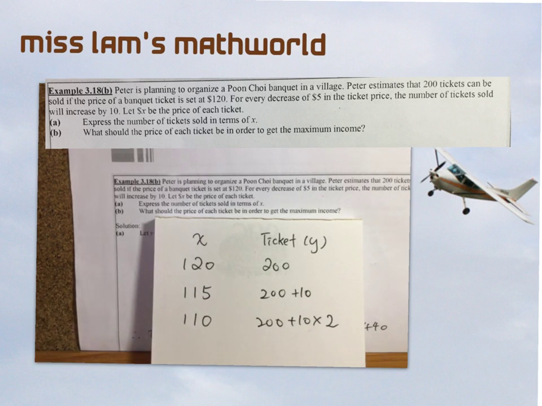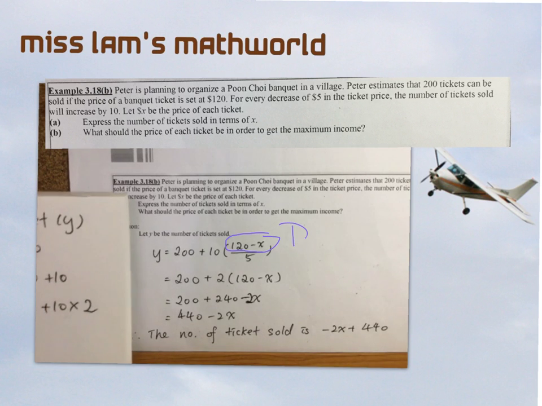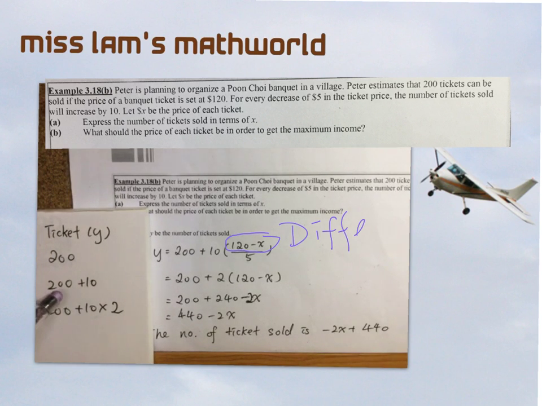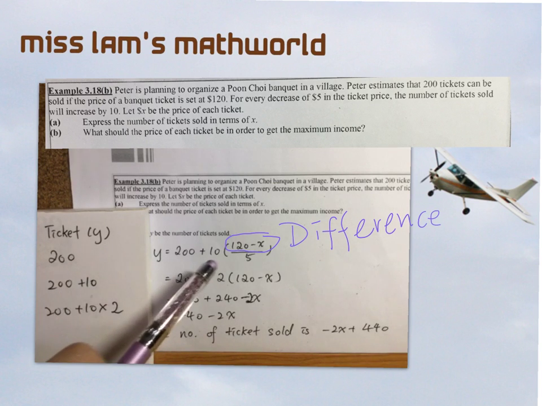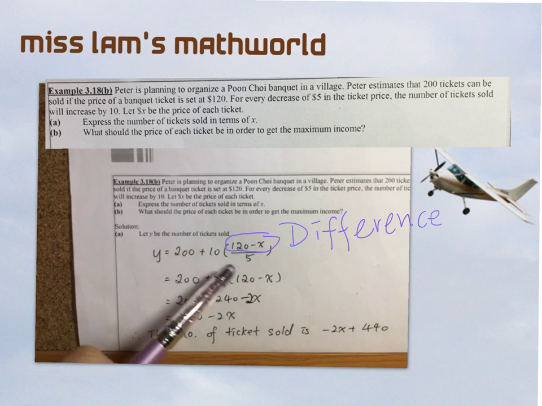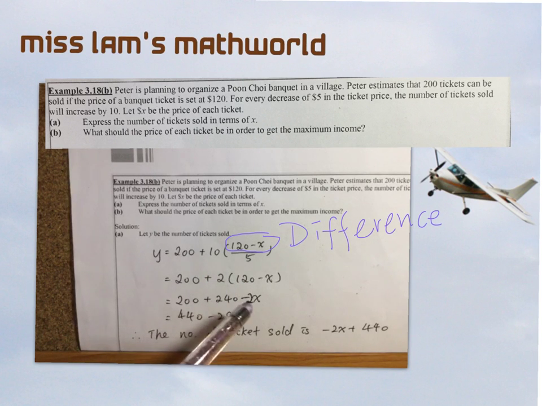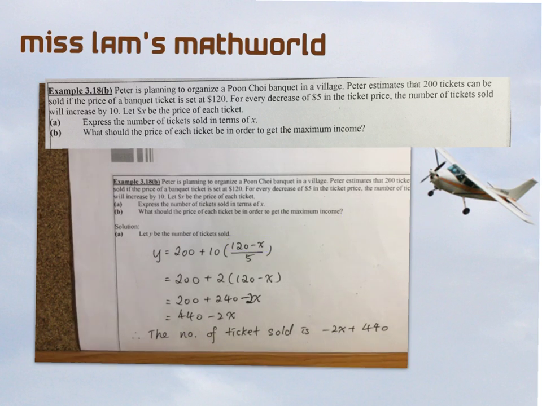So we can form the equation by using this. Consider that you will have the difference divided by 5 and then times 10, because for a decrease of $5, you get 10 more tickets. Plus 10 times 1. The difference between 120 and x. Then of course we need to add back the 200. And you simplify step by step, and then you will get the number of tickets sold to be negative 2x plus 440.